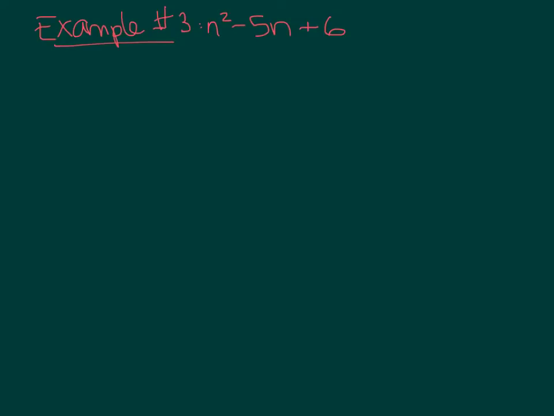So this example is a little bit more complicated because now not everything is positive. What I'm going to look for are numbers that add to -5 and multiply to +6. So immediately you might notice that something is up, because you want numbers adding to a negative.